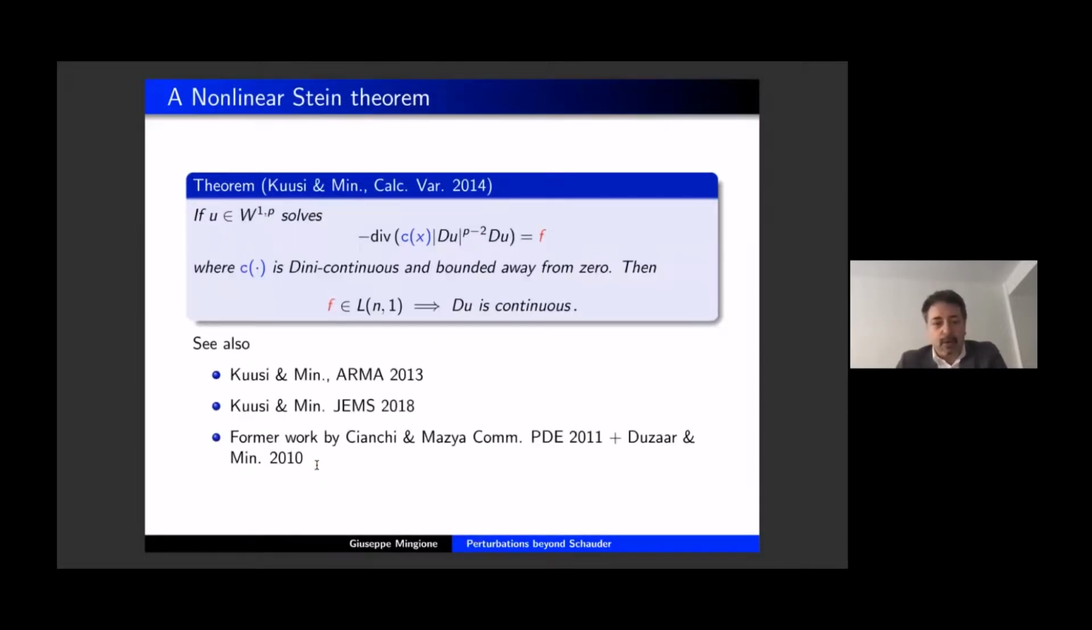Okay, a few years ago, we proved the following theorem, that we call the nonlinear Stein theorem. And we proved that if you take the p-Laplacian operator, you have a right-hand side which is in L^{n,1}, and a coefficient which is just Dini continuous, so it's a limit of Hölder continuous coefficients, then Du is continuous.